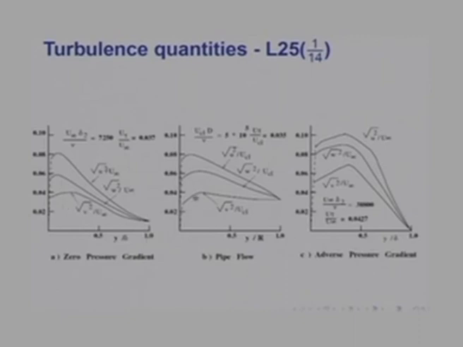And you can see the tendency is that u prime squared divided by u infinity would be highest in all cases, followed by w prime squared, and then v prime squared, the wall normal velocity component, which is the lowest. The intensity tends to be high near the wall. In a zero pressure gradient boundary layer, the highest intensity would occur at about 15% of the boundary layer thickness, very similar even for a pipe flow, which is a mildly favorable pressure gradient. But in adverse pressure gradient, the peak somehow shifts to a much larger distance, say about 0.35 times delta.